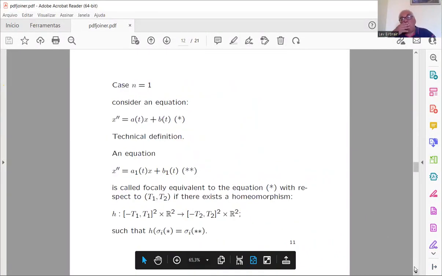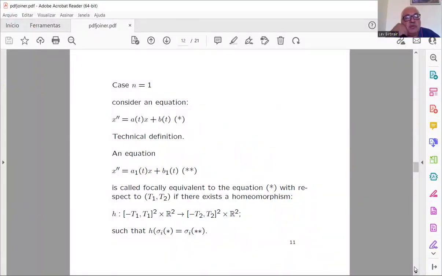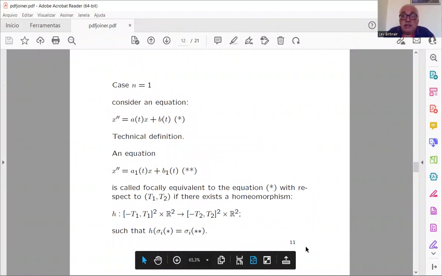Good. Now, the one-dimensional case. In the one-dimensional case, we consider an equation x prime equal to a of t times x plus b of t, where these are just functions. And this is what we discussed with Marina and Pavel. This one-dimensional case was totally resolved in the case of the linear equation with a and b just being continuous. Even in this case, in the one-dimensional case, sigma star is a curve.